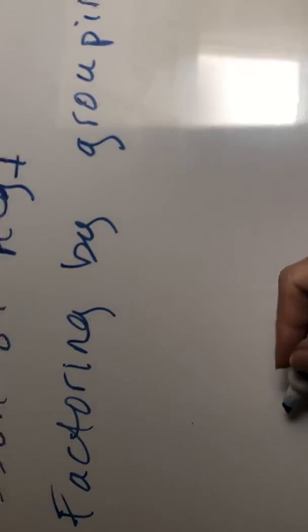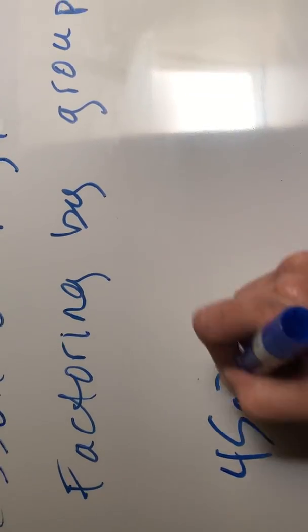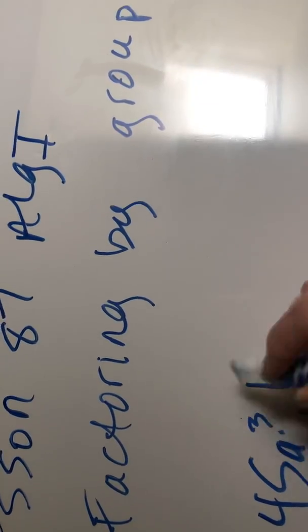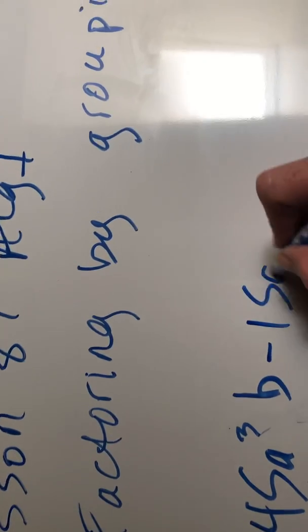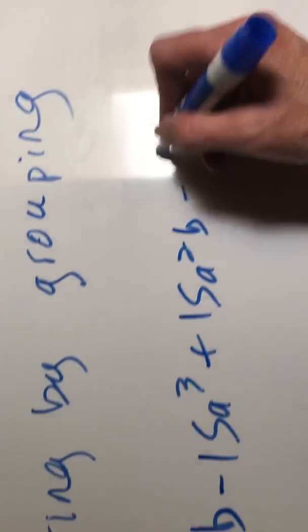You also have to make sure that you get it completely factored. Sorry, I had to. So let's see, 45a squared b. Actually, that's an a cubed. 45a cubed b minus 15a cubed plus 15a squared b minus 5a squared.